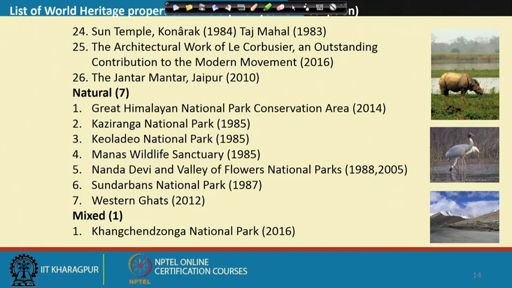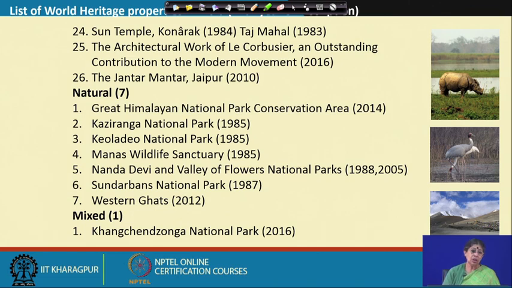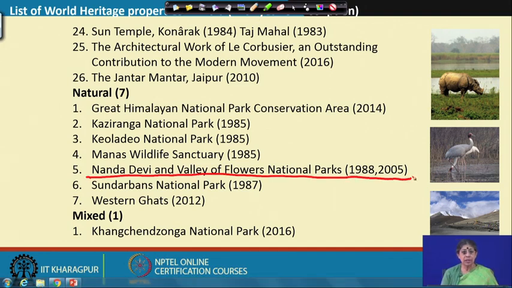It continues, as I say, 26. The natural heritage sites are 7, like the Great Himalayan National Park, which was done quite recently in 2014, Kaziranga 1985, Keoladeo National Park 1985, and Nanda Devi and Valley of Flowers. Sometimes one can add on to an existing site. You can see the Nanda Devi and Valley of Flowers, number 5, was done twice because a certain area was added. Sundarban is there, Western Ghats. And there is also the Kanchenjunga National Park, which comes under the mixed site. So, these come under the broad category of natural sites.